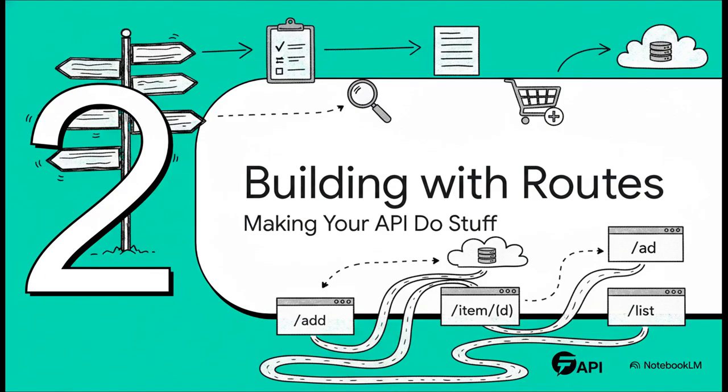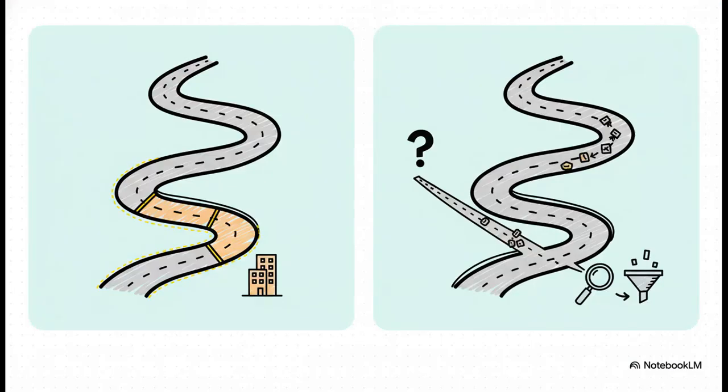All right, Hello World is a great start, but real APIs need to do stuff. And that's where routes come in. Just think of routes as the different addresses your API can respond to. So for a to-do list app, you need one route to add an item, another one to get a specific item, and maybe another one to list all of them.